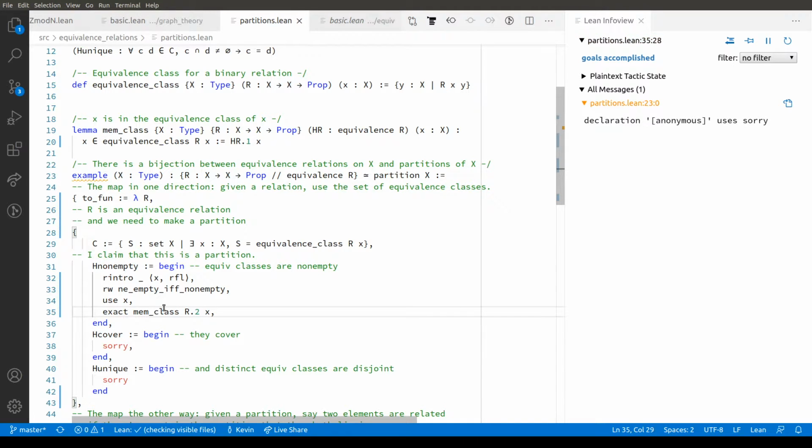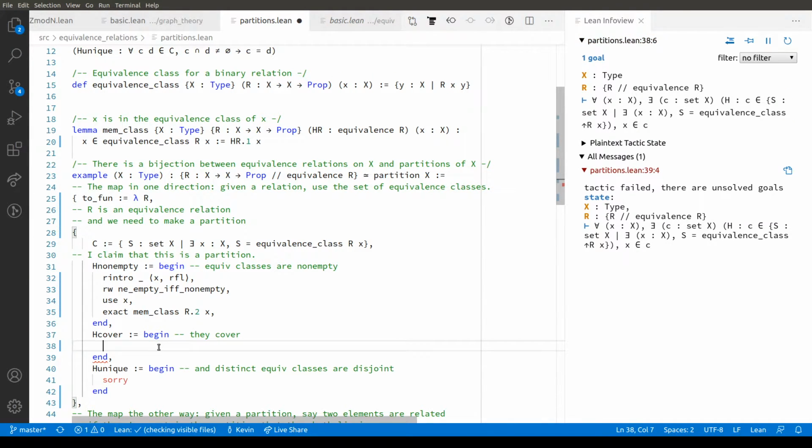You see, this is because R is in fact two things, right? R is a binary relation and a proof it's an equivalence relation. And the binary relation is R.1, and the proof that it's an equivalence relation is R.2. So there's the proof of non-empty. Right, let's get on. How are we going to prove that these things cover?